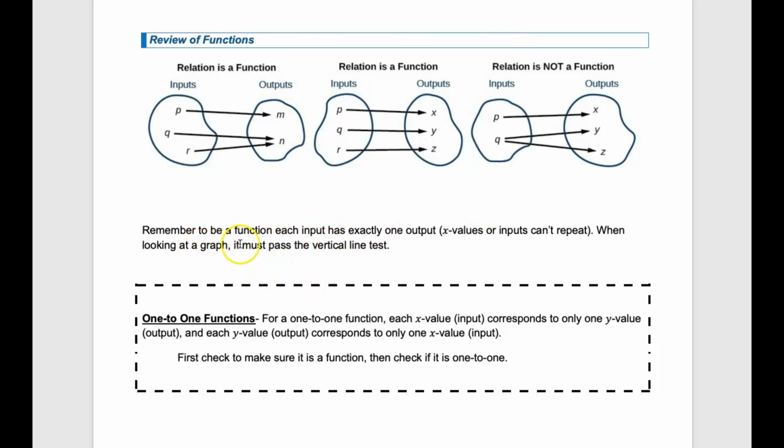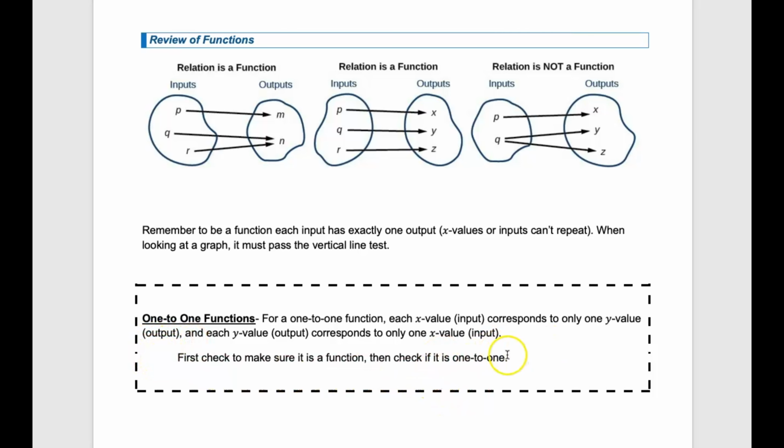Now remember, to be a function, each input has exactly one output. And when we're looking at the graph of a function, it has to pass the vertical line test in order to be a function. All right, so now that we've reviewed functions, let's get into what a one-to-one function is.